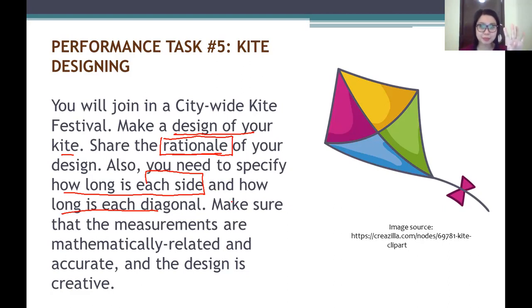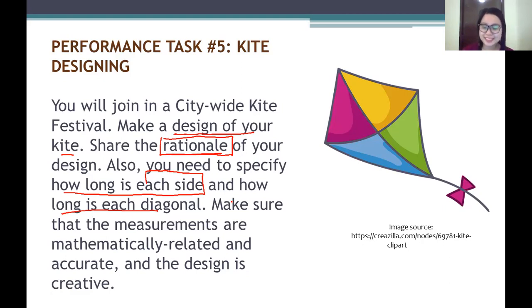So 4 things that I'm going to check in your kite. Number 1, the design of your kite. Number 2, the rationale for your design. Number 3, the length of each side. It must be a kite. And number 4, the length of each diagonal. It must be feasible. You could not just simply assign any number to the diagonal. While you can assign any number to your side, you could not assign any number to your diagonal.